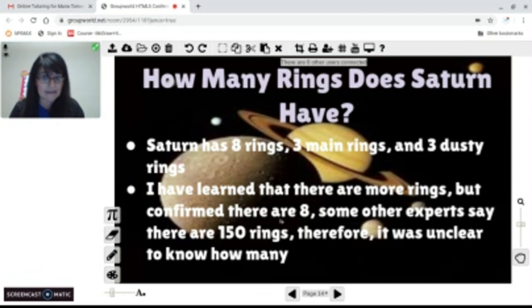And the other expert says that there's 150 rings. So how many are there? Therefore, it was unclear to know how many. So that's what I learned. Nobody's clear on how many rings Saturn has.